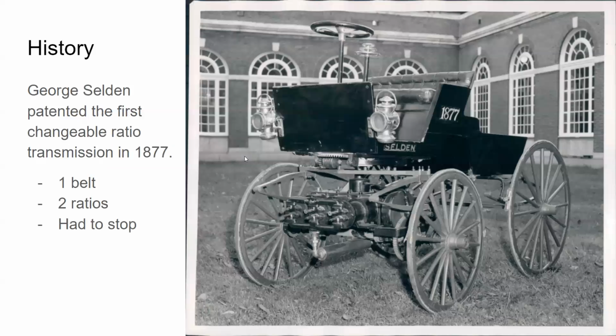All right, going into the history of transmissions a little bit, Mr. George Selden, he had the first patent for a changeable gear ratio drivetrain in a motor vehicle. We don't hear about Selden much because he went toe-to-toe with Mr. Henry Ford in the court system over this patent. And well, I'm sure you've heard of Ford and you haven't heard of Selden. So that kind of tells you how that legal case went.